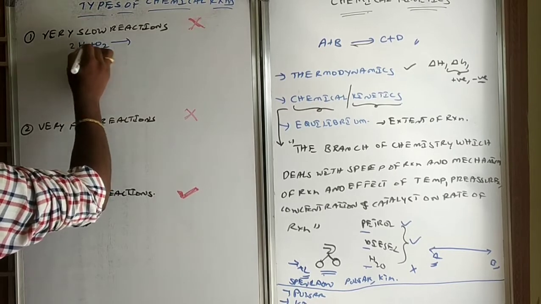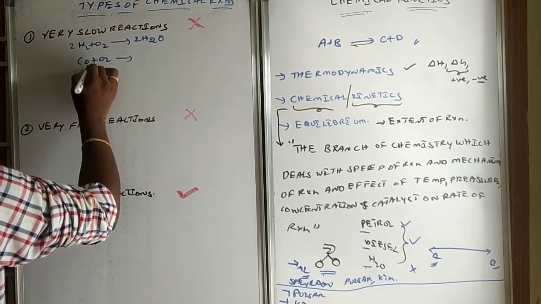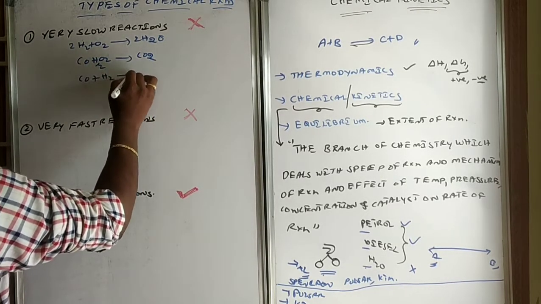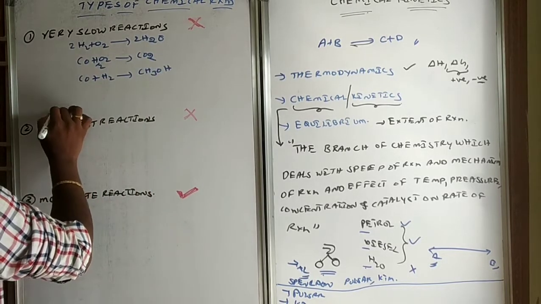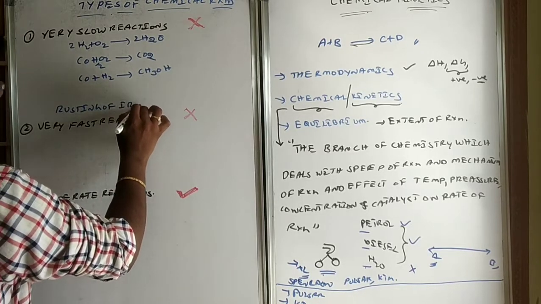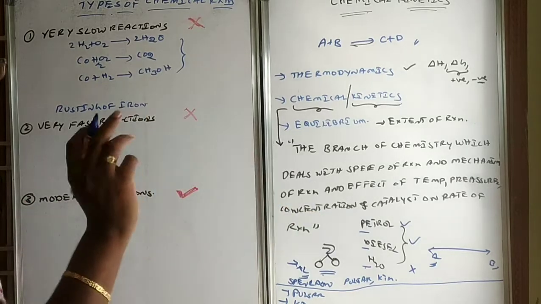H2 plus O2 gives 2H2O, CO plus half O2 gives CO2, CO plus H2 gives CH3OH, rusting of iron. All these reactions are very slow reactions.